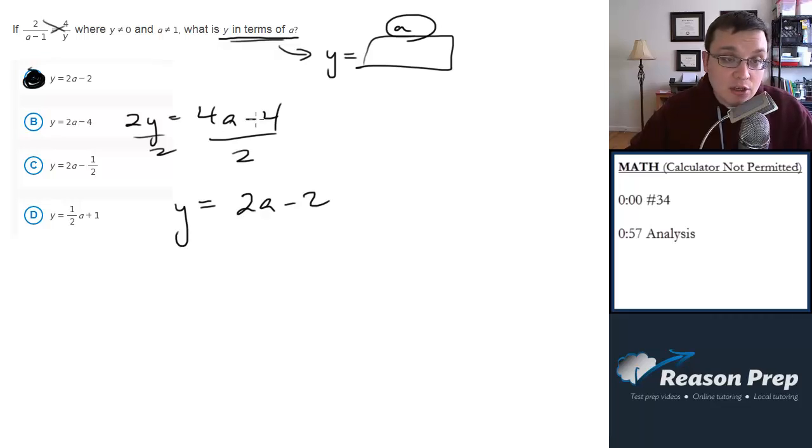If you can manipulate these equations, you can look at the choices and see that all of them are in the form of y equals something with an a in it. So even if you didn't know what this meant, you could look at the choices and realize, oh, I've got to get this as y equals, cross multiply, do a couple simple algebraic manipulations, and that's it. So I don't think this is too bad of a question.